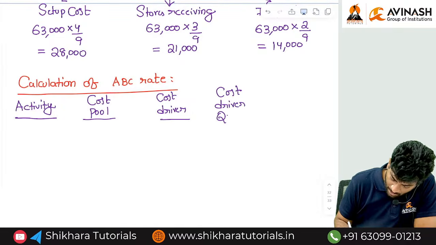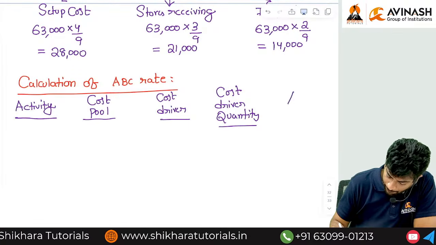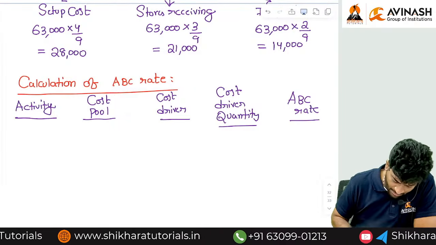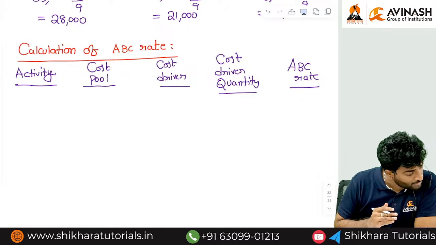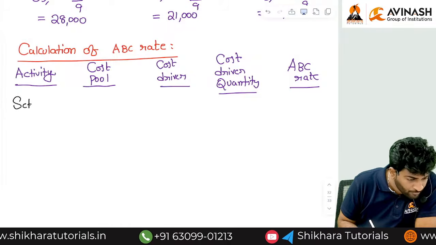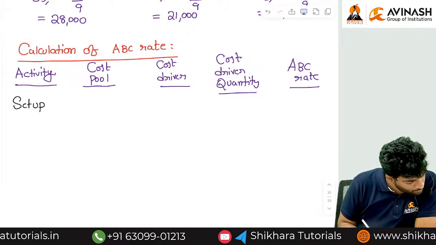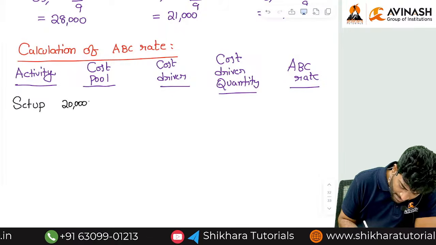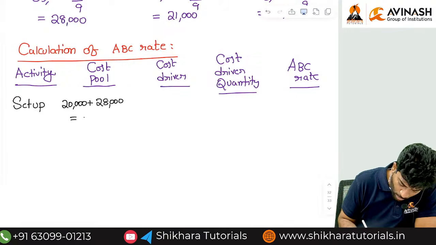Cost driver. Quantity. ABC rate. So leave that first one. Start with setup cost. And cost pool. Earlier it is 20,000 plus just now they got a share of 28,000 from machine operation maintenance. Put together, 48.